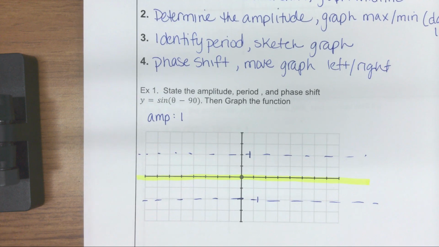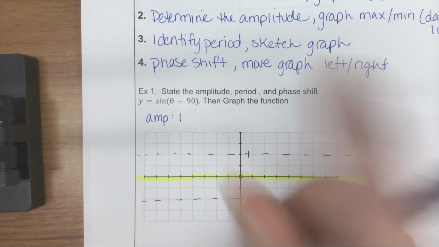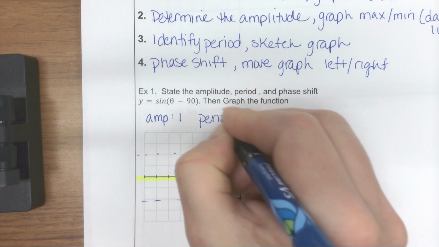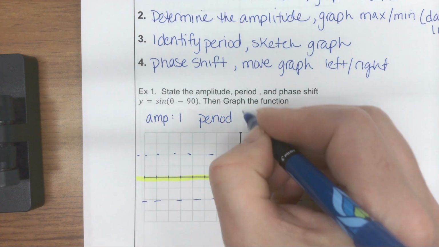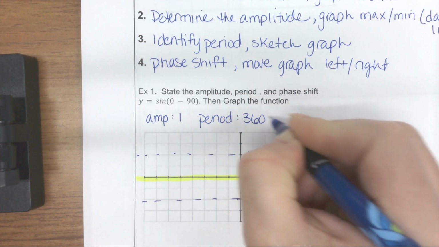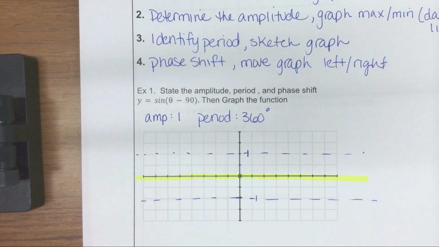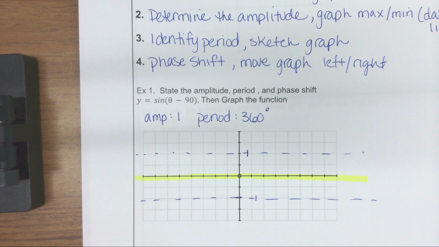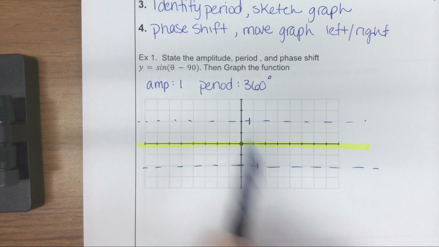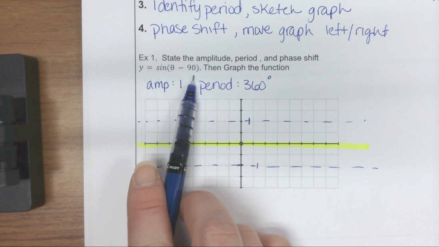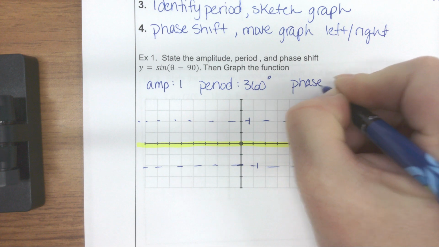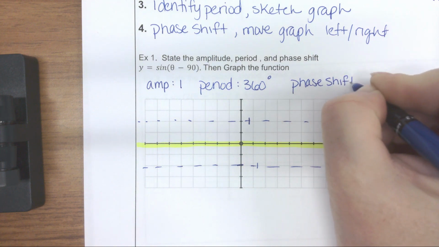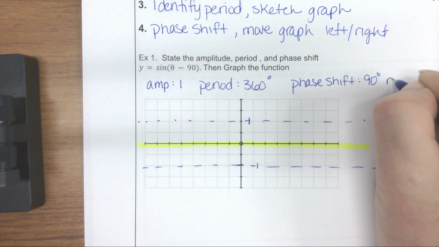All right, next we're going to determine the period. Since there's nothing in front of my theta, the period would be 360 divided by 1, or 360. Okay. And then, do you notice this minus 90 here? So that phase shift is 90 degrees, right?